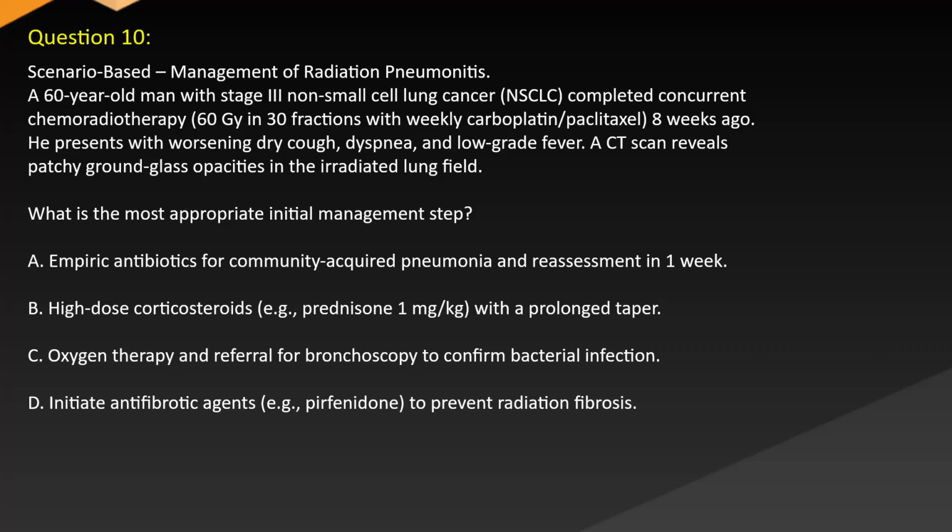A. Empiric antibiotics for community-acquired pneumonia and reassessment in 1 week. B. High-dose corticosteroids, e.g., prednisone 1 mg/kg with prolonged taper. C. Oxygen therapy and referral for bronchoscopy to confirm bacterial infection. D. Initiate antifibrotic agents, e.g., pirfenidone, to prevent radiation fibrosis.